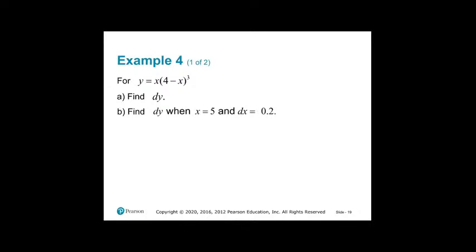So for part A, I think I might need some more space, so let me give myself some space. Let's add a page here, like this. Let me get a copy. I don't need this.